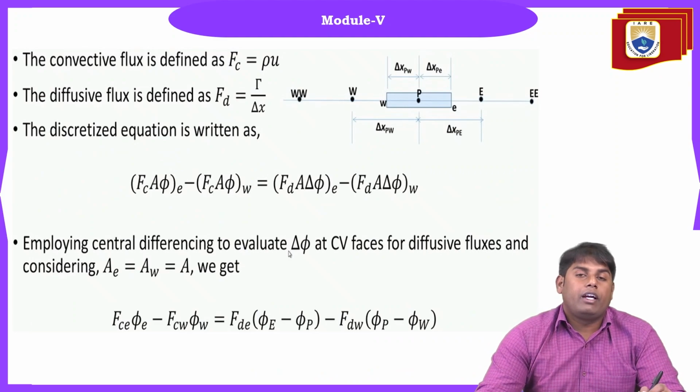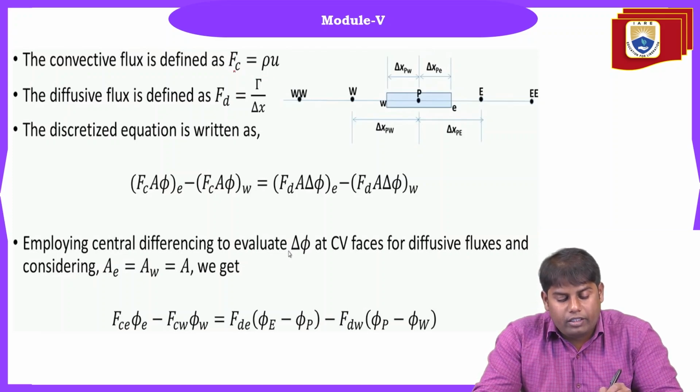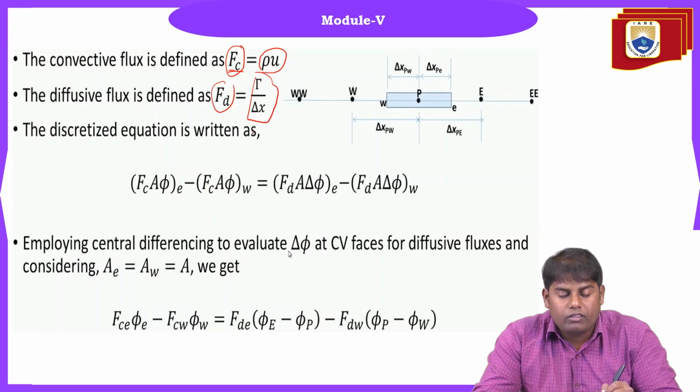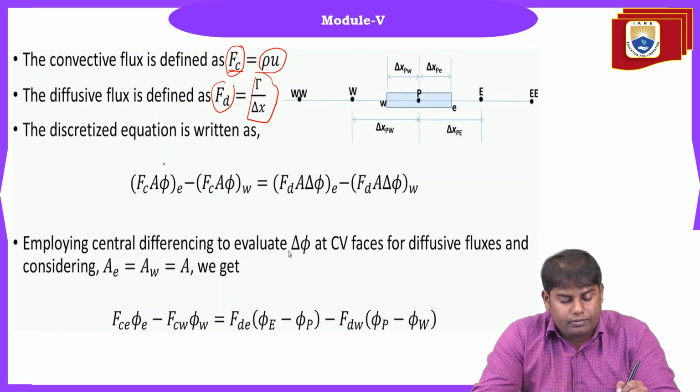Now you can see we are taking some symbols, or let's say some notations, where Fc is nothing but the convective flux, which is given as rho into U. The diffusive flux Fd is nothing but gamma divided by delta x. We are making it such a way that it gives a short form. So to get the short form, we take Fc as the convective flux, rho into U, and Fd as the diffusive flux, gamma divided by delta x.